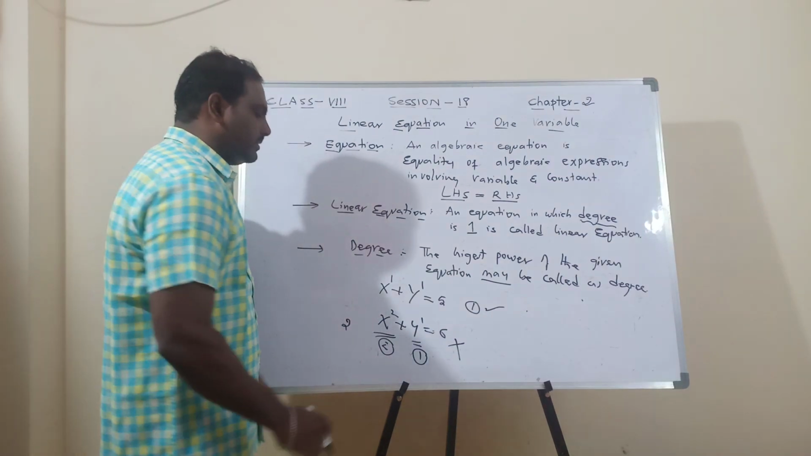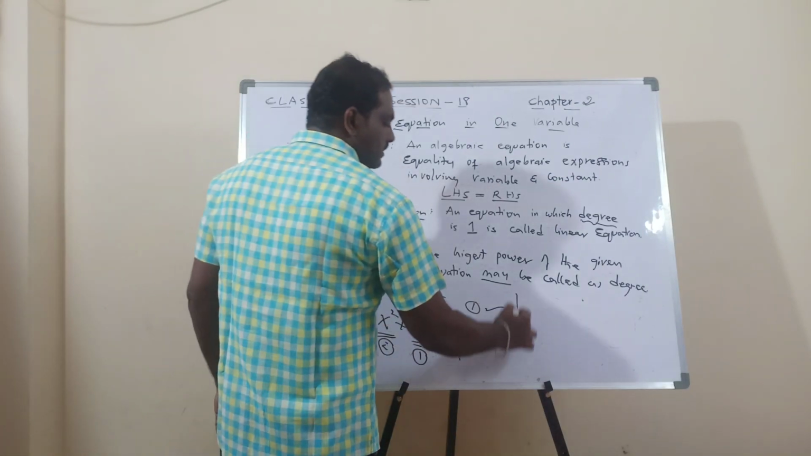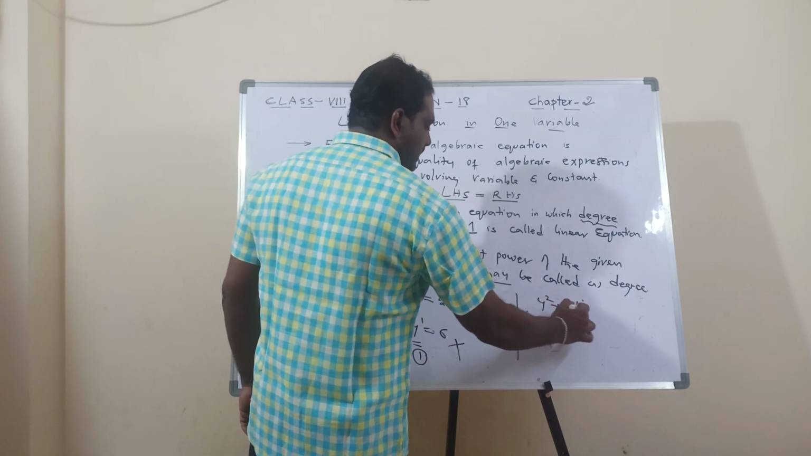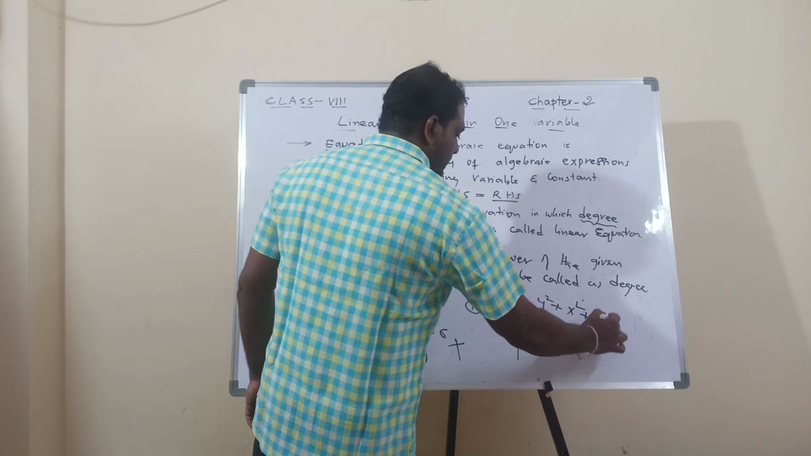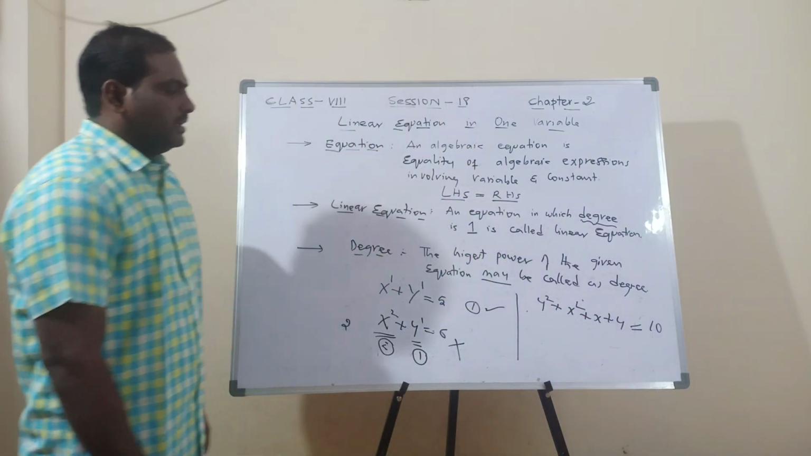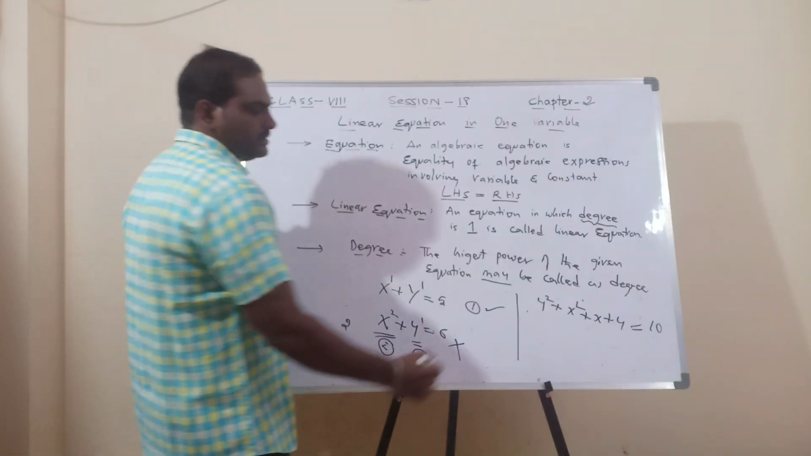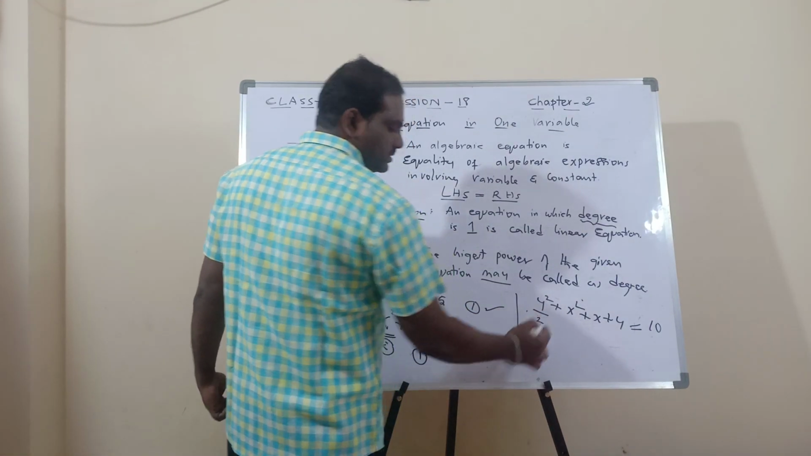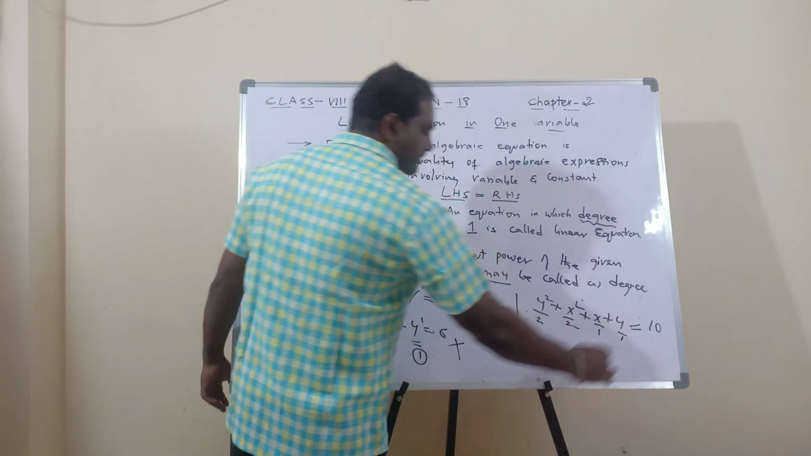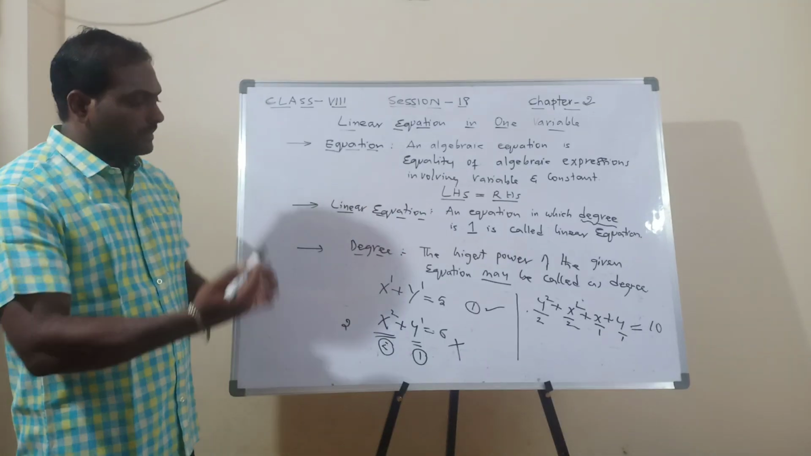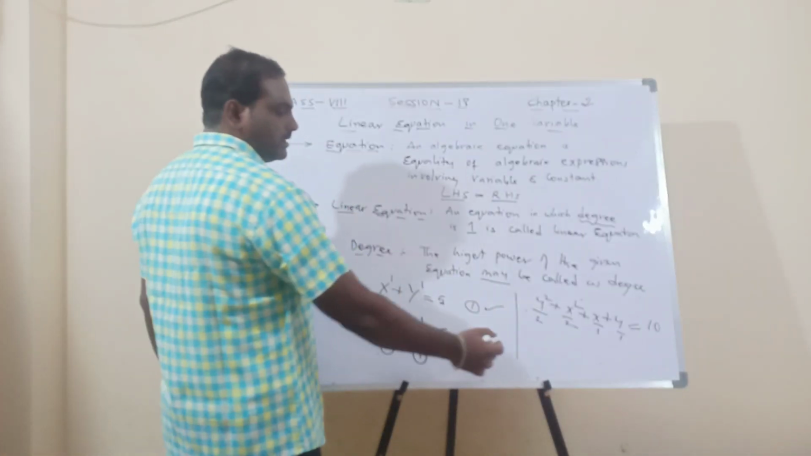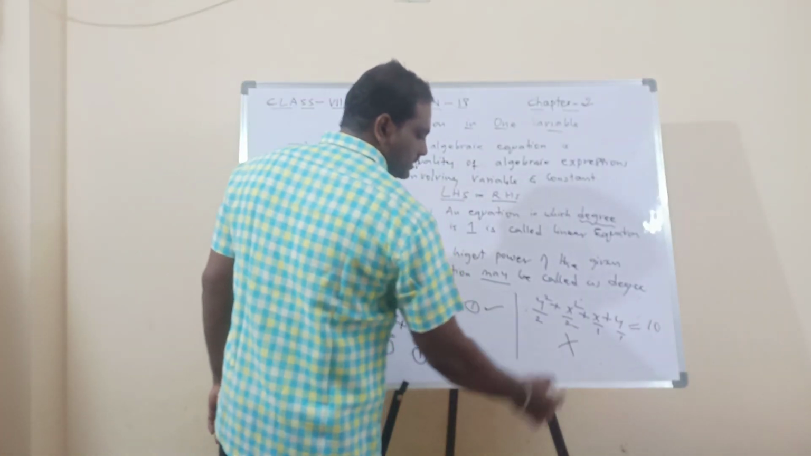Okay. For your convenience, I'll give one more example. y square plus x square plus x plus y is equal to 10. Suppose this is given. Now what is the degree? The degree of it is 2. This is also 2. This is 1 and this is 1. Now what is the highest degree? 2. So therefore, is it a linear equation or not? No, it is not a linear equation.